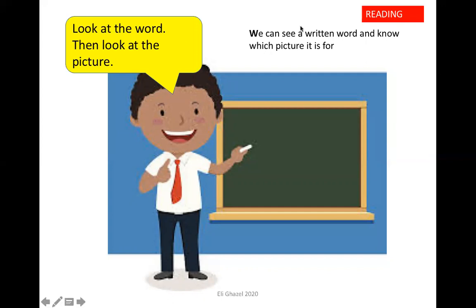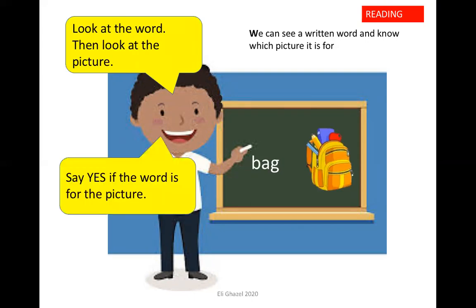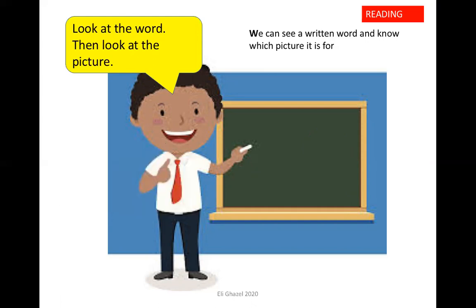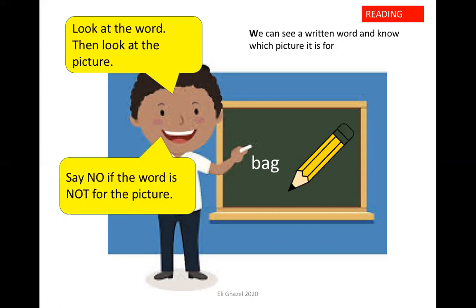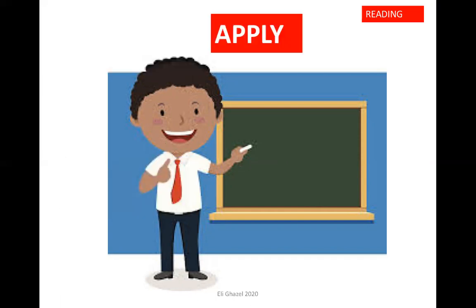Remember, we can see a written word and know which picture it is for. Here are your instructions. Look at the word. Don't put both of them at the same time. Then look at the picture. Say yes if the word is for the picture. Say no if the word is not for the picture. Now let's apply it.